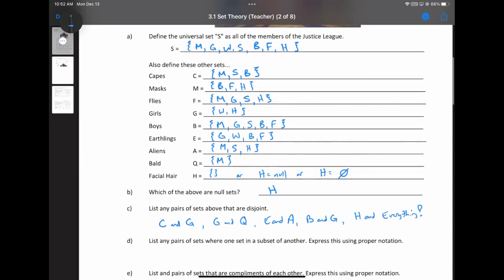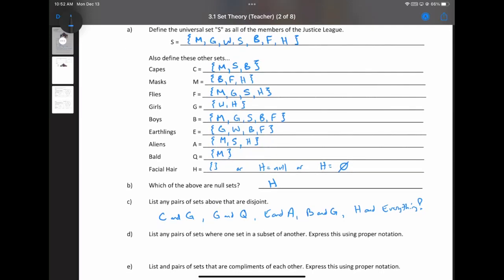Part D, list any pairs of sets that are a subset of one of the others. Can we do that? Well, I'm going to start off with a smaller set because that's usually the easiest one to find is a subset of something else. Martian Manhunter is bald, and he's the only bald character. So he's going to be a subset of any other set that contains him. So Q is going to be a subset. And remember the symbol for that is like a sideways U that could kind of look like a C. So we can think of it as Q is contained within, and then any set that contains M.